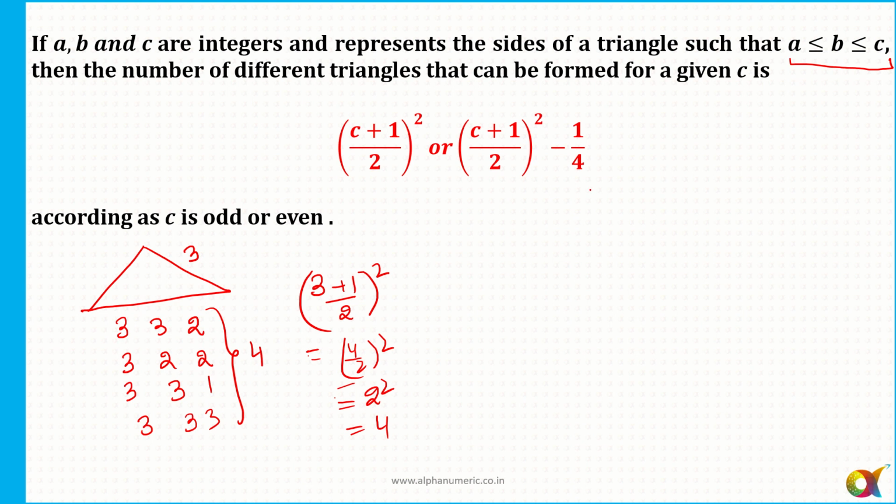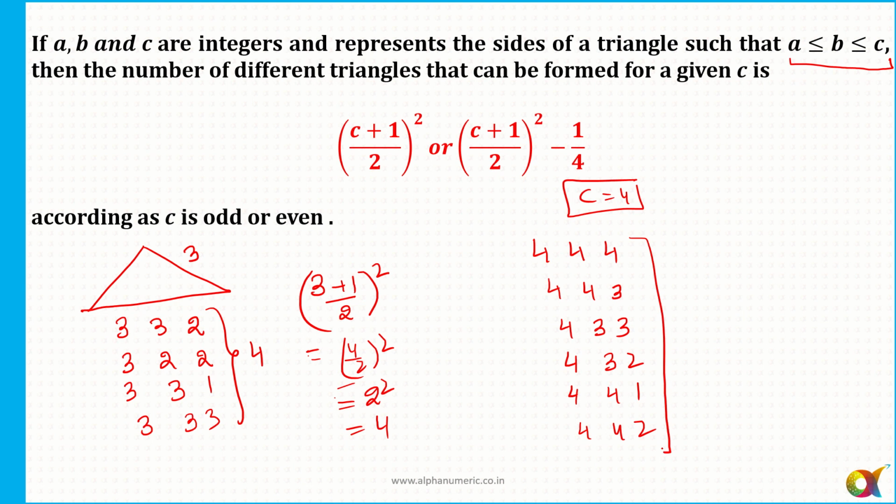Similarly, let's say the value of C is equal to 4. Then how many triangles can be formed if the largest side is 4? Let's start making cases. One of the triangles is 4, 4, 4, all three sides are 4. Or if two sides are 4, then I can say 4, 4 and 3. If one side is 4, then I can form 4, 3, 3. Then another possibility is 4, 3, 2. The next possibility is 4, 4, 1 also. One more possibility is 4, 4, 2. So in all, you can see here, there are a total of 6 triangles.